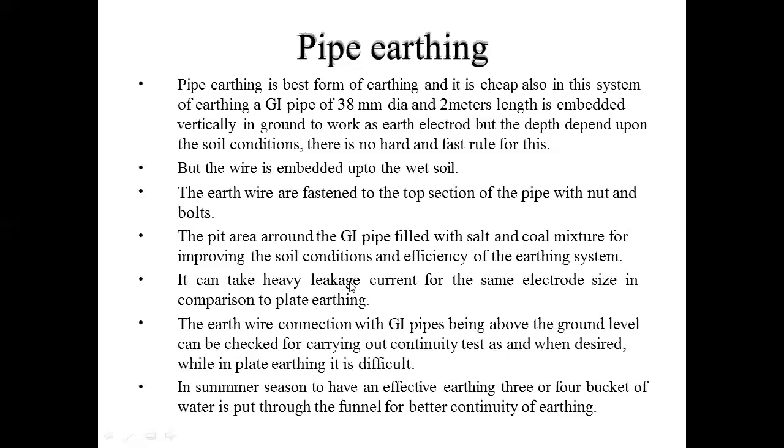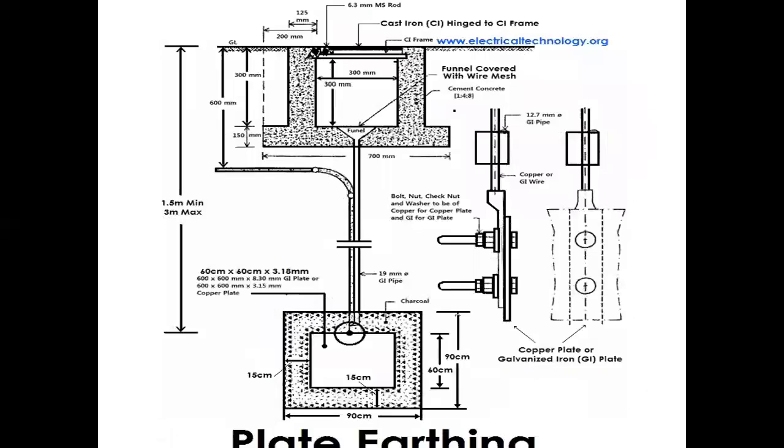So heavy leakage current is possible in the case of pipe compared to the plate, and the earth wire connection with GI pipes, being above the ground level, can be checked for carrying out a continuity test as and when desired, while in plate earthing it is difficult. So this is a very important point in pipe earthing, the continuity test. Continuity test means what? Whether the earth wire and the earth electrode are both connected properly or not.